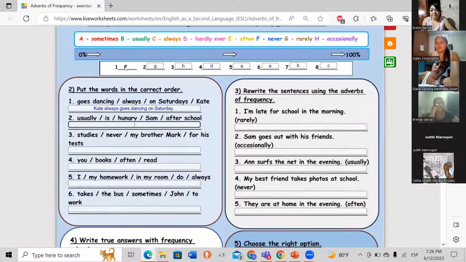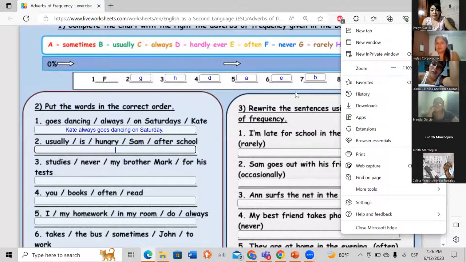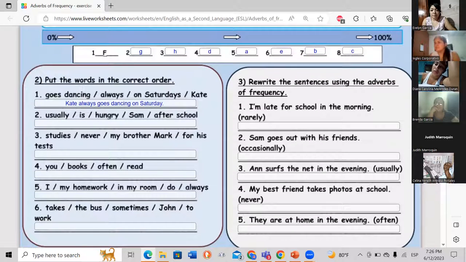Isabel, Rocio, are you available? ¿Sí puede participar, Isabel? Okay. Astrid, are you available? Sam usually is hungry after school. Very good.